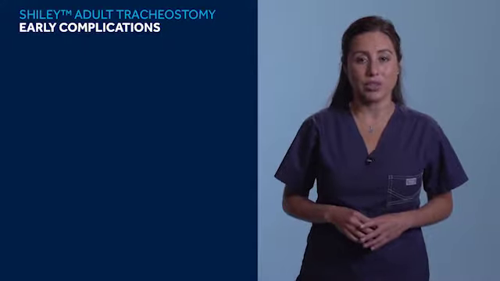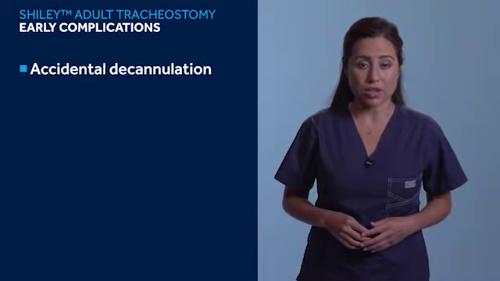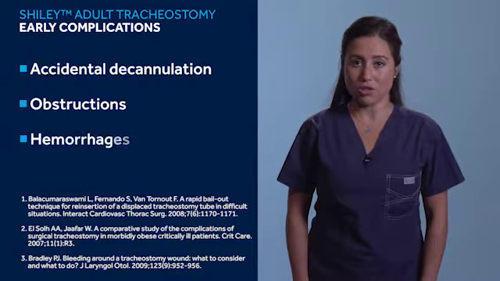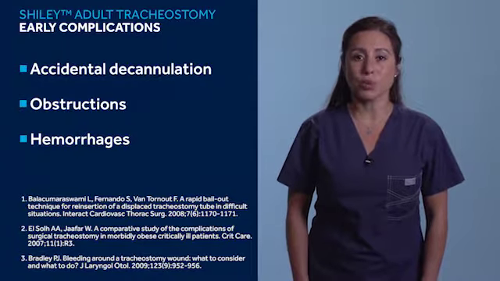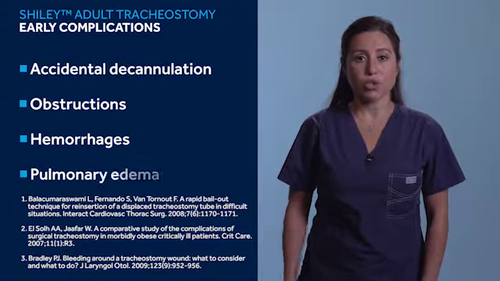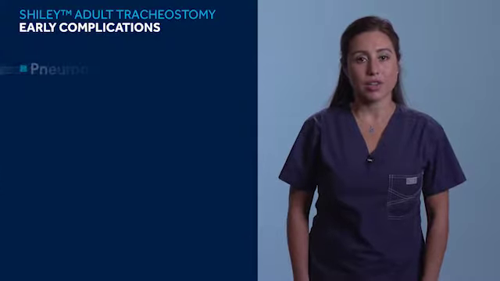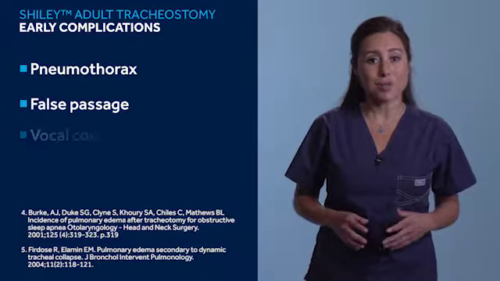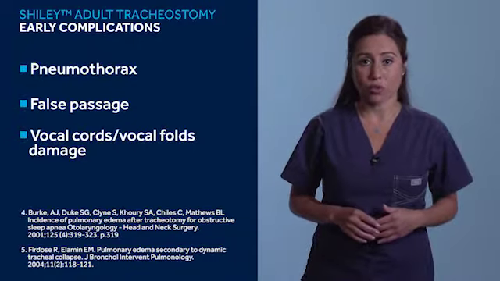Early complications include accidental decannulation, obstruction by mucus plugs or blood clots, hemorrhage, frank hemorrhage from bleeders post-surgery, post-obstructive pulmonary edema, pneumothorax, creation of a false passage, and damage to the vocal cords or vocal folds. To minimize equipment complications, manufacturers recommend pre-inspection and testing of the tracheostomy tube to ensure proper functioning prior to procedure.